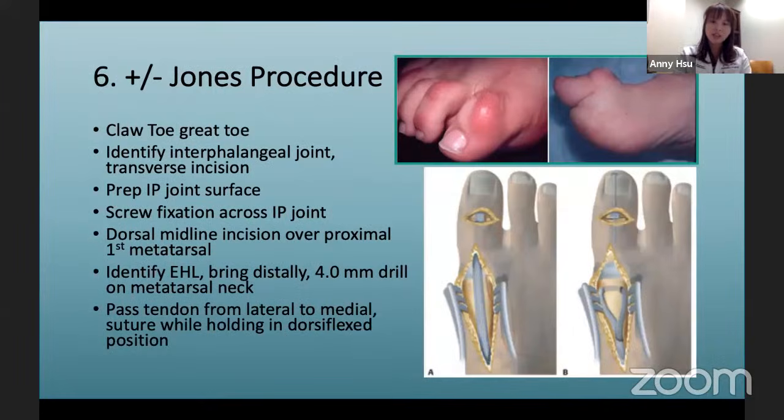Jones procedure is commonly done in children or in patients with very severe neurogenic cavovarus deformity. The great toe has this clawed deformity, which you can see on these two clinical pictures here. Essentially, you can make a transverse incision over the interphalangeal joint, excise the EHL tendon, do your arthrotomy, then go in and prepare the surface, curette out the cartilage, drill the surfaces to fenestrate the bone before using a K-wire to pin across the IP joint.